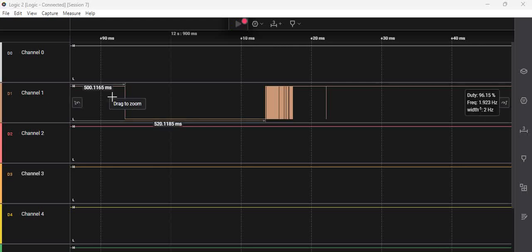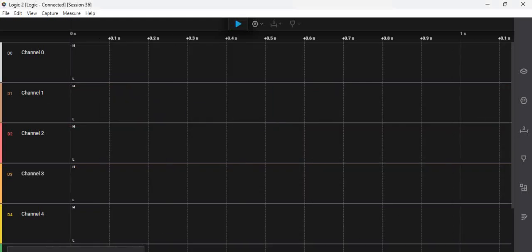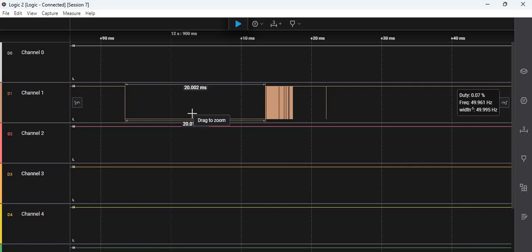Hello all, here we have captured the DHT11 sensor data and let us see how the communication is happening between DHT11 and the host. Here the host is a Raspberry Pi for us.